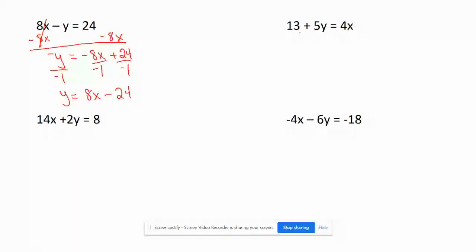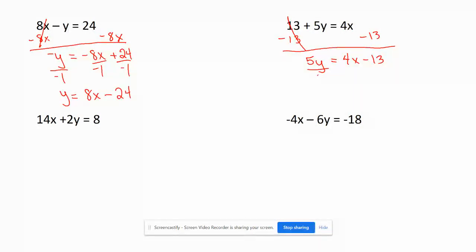All right, let's try this one. We have 13 plus 5y equals 4x. Once again, let's move this 13. Now, we do not take it from the x. We just put minus 13 next to it. Okay. This will cancel out. We will have 5y equals 4x minus 13. Okay. We don't put that 13 in front because we already got the 4x in front of it. We just want the x in front, right? We want the constant on the end.